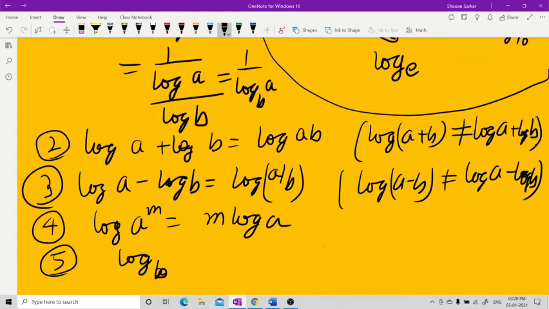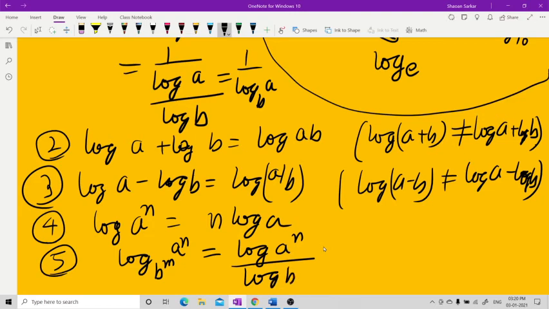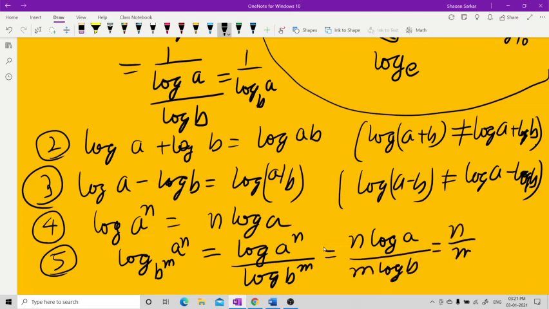Fifth, log A to the power of, let me take it B, B to the power of M. Let me do it with N here, it will be easier for you to understand. So this becomes log A to the power of N upon log B to the power of M. This is equal to N log A upon M log B. This is equal to N by M log B A.